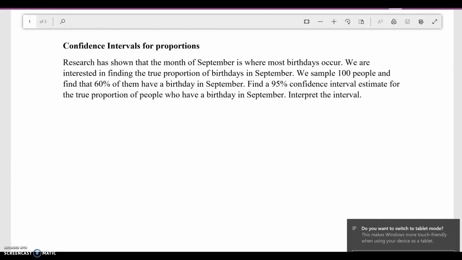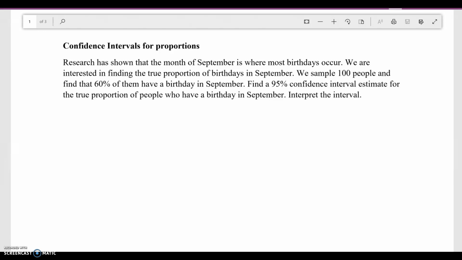Okay, so for this problem, we are going to do a little recap of what we did this past week, which was confidence intervals for proportions. Research has shown that the month of September is where most birthdays occur. So, we are interested in finding the true proportion of birthdays in September. To do this, we sample 100 people and find that 60% have a birthday in September. Basically, this means that 60 out of the 100 people said that their birthday was in September.